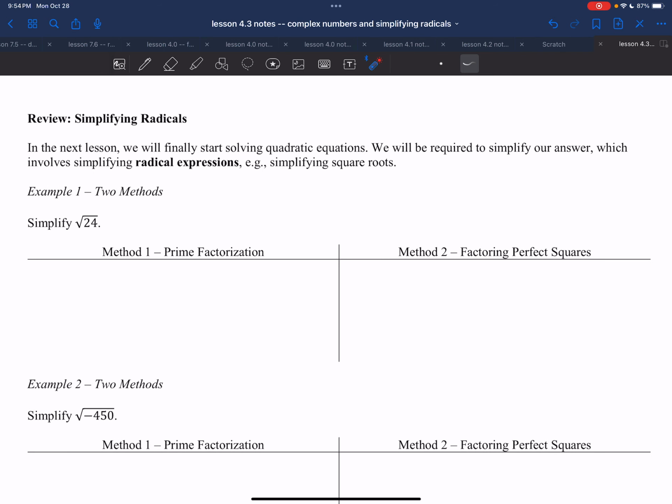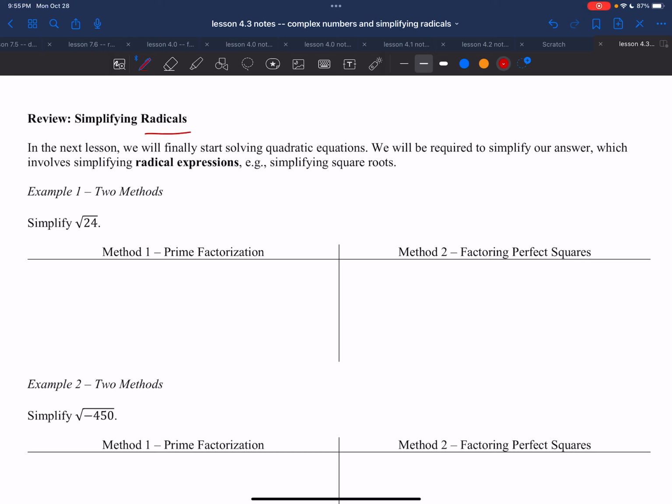So starting off, simplifying radicals. When we get to solving quadratic equations, we're always kind of looking to make our answer as simple as possible. It's just good form. That's how my pre-cal teacher said. He said, you just operate with good form. You just want to make it simple and nice to read. And so part of this involves simplifying radicals.